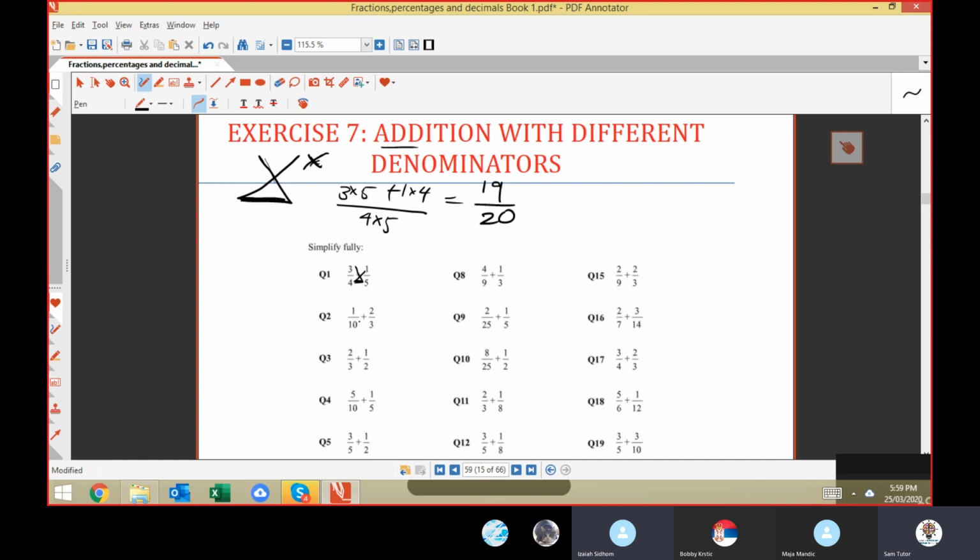Let's go again. Question 2. It would be 1 with 3, 2 with 10, and 10 and 3. So the top is going to be 1 times 3 plus 2 times 10, over 10 times 3. 1 times 3 is 3, plus 2 times 10, 20. So the answer becomes 23 over 30.